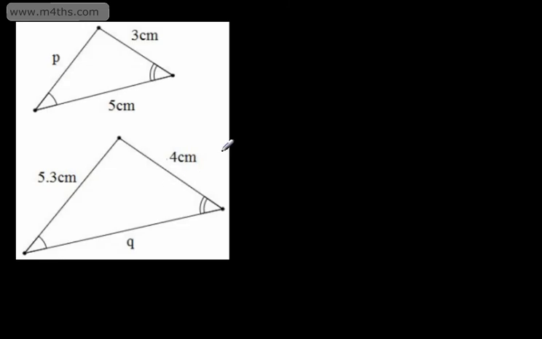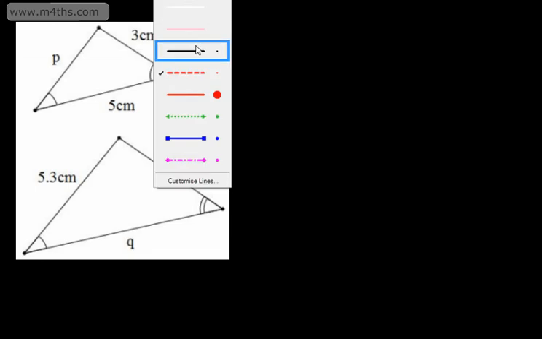So there we go, P's 2.8 regardless of how we do it. Okay, two similar triangles. We've got 3 and 5, we've got P, we've got 4 and Q, and we've got 5.3. We've got two unknowns. What we're going to do is look to solve. Straight off, you might say, I found the scale factor. Brilliant. Let's look at these corresponding sides.